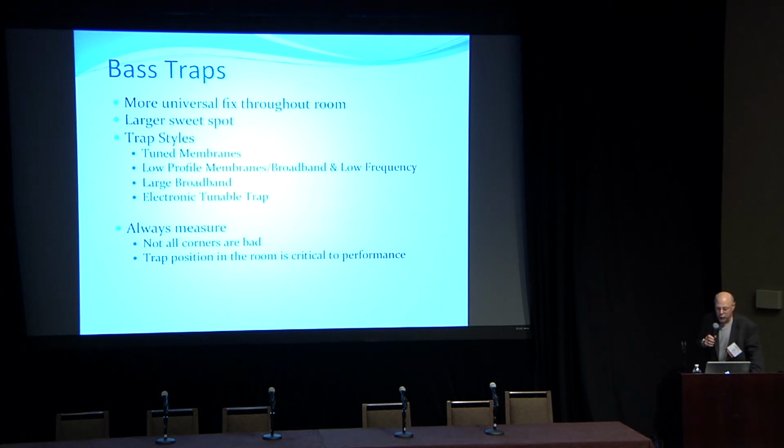So there are different trap styles. There are tuned membrane absorbers. There are low-profile membranes. And then in the studio, we do a lot of large broadband absorption because we have a lot of space. Designing a studio, generally there's enough room you can take a couple feet in the back of the room and build some large bass traps if you want to try to eliminate that back wall reflection from getting back into the listening position. But in most of your cases, you don't have that kind of freedom, so the low profile stuff is handy. There are also the electronic tunable traps.